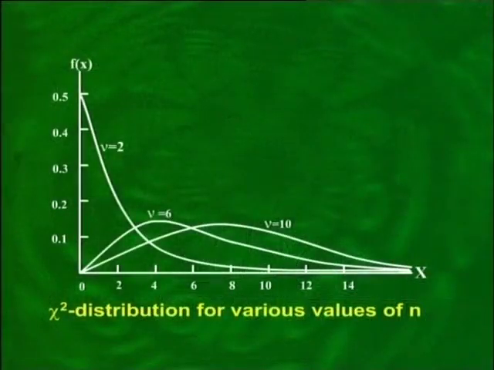The next property, as you now see in the diagram in front of you: we have drawn 3 chi-square distributions, one for 2 degrees of freedom, one having 6 degrees of freedom, and one having 10 degrees of freedom. And you can see that whereas the chi-square distribution with 2 degrees of freedom is extremely skewed, the one having 10 degrees of freedom is much less skewed and looks much more like a normal distribution.